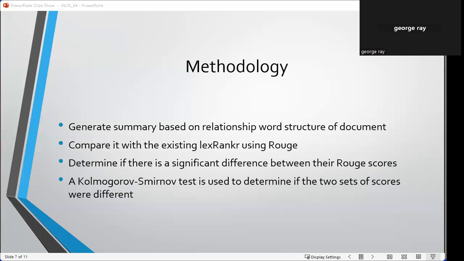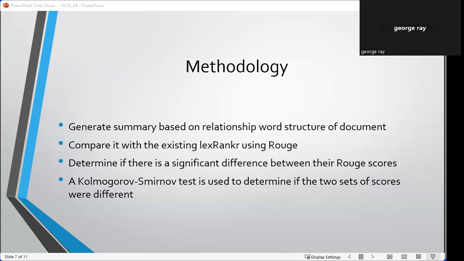LexRanker is a standard text summarizer that is available in the R language. The relationship word summarizer was developed by me to extract summaries based on the number of relationship words in a sentence. An article about smoking in Appalachia was selected as the document to be summarized. The prepared article text was submitted to 7 online text summarization services. Each of these summaries became a reference summary used by Rouge to compare the summary generated by LexRanker as well as the summary generated by the relationship word summarizer.